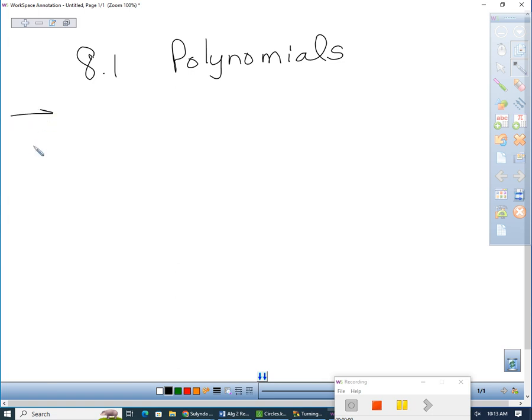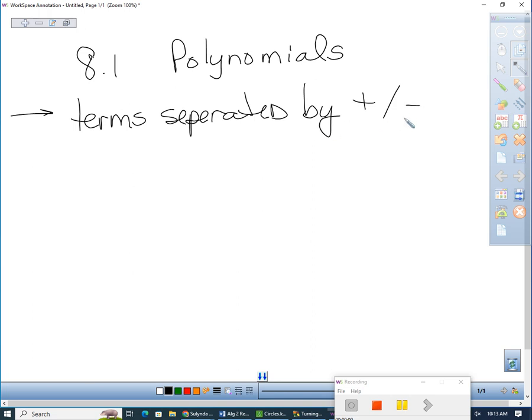The best way to define a polynomial is terms separated. Two or more. No, they can be just 1, 2, 3, 4, 10. Separated by addition or subtraction signs. That's very difficult. Polynomial is a very difficult way to say that. Polynomial.